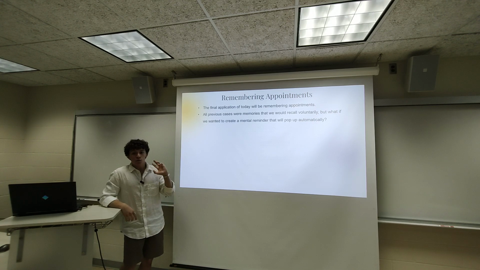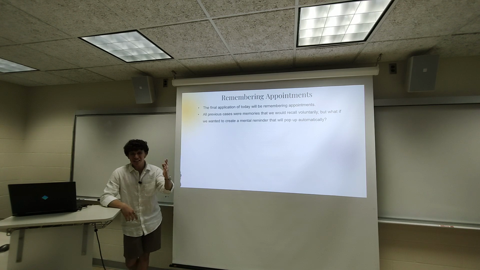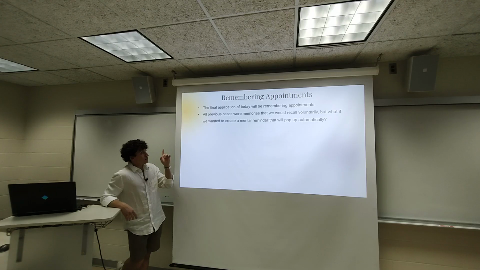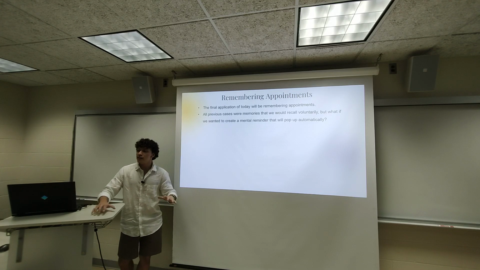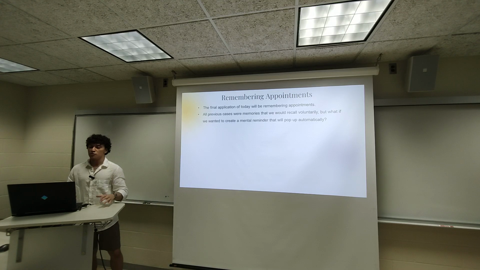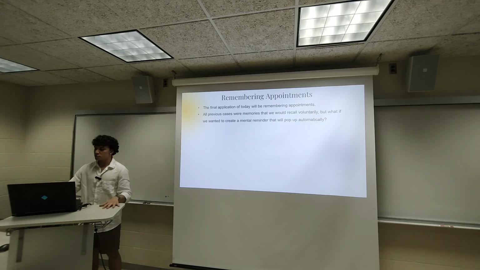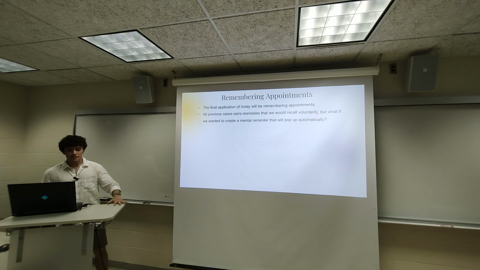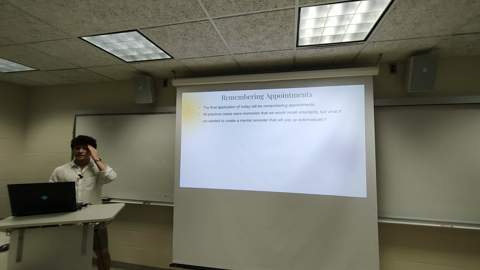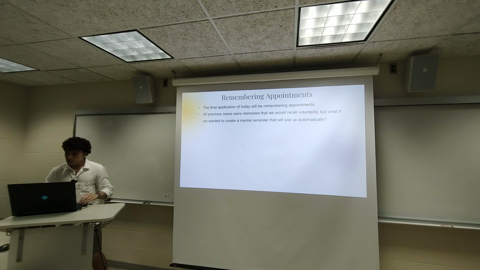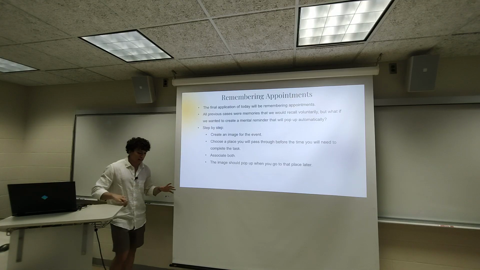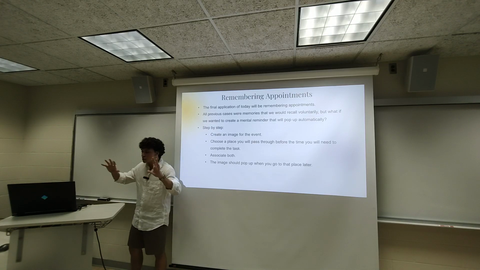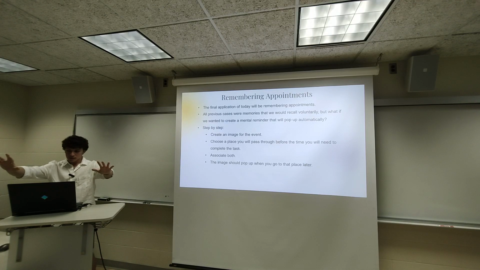The other cases, we would recall by ourselves. We'd be like, what is the name of this person? What is that formula with that name? So we would have that trigger. But in this case, you're just living your life, and all of a sudden your brain needs to come up with a notification in your head. How do you create that? We're going to do a step-by-step process so that you can memorize appointments as well using the system. The first thing is that you create an image for the event.